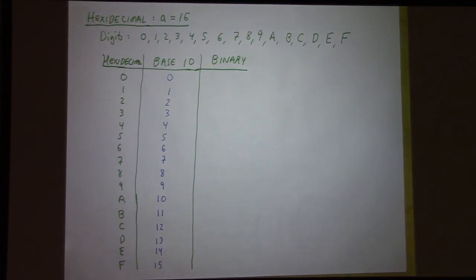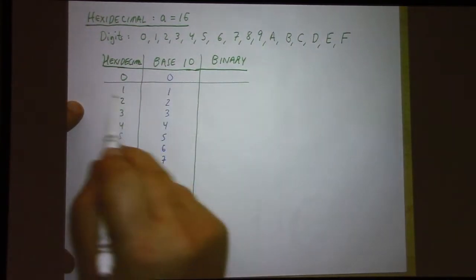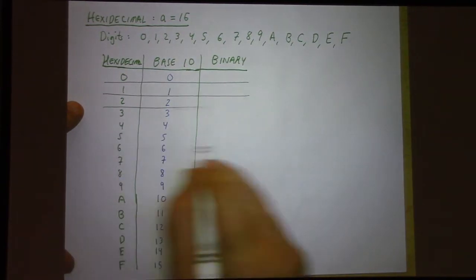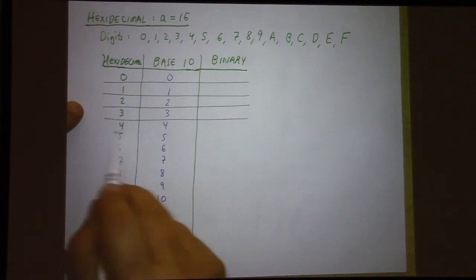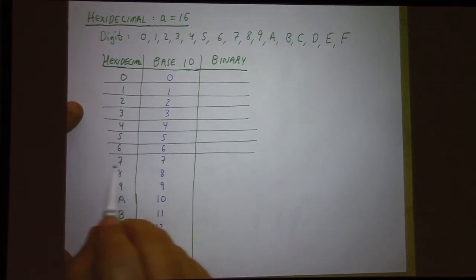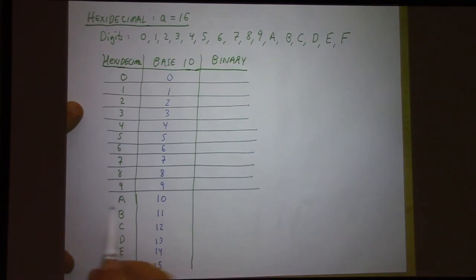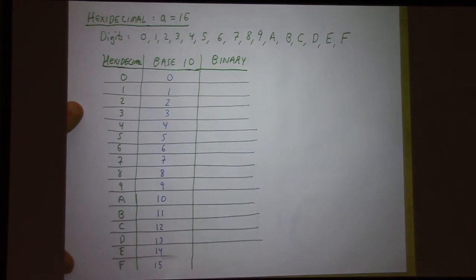So A is equal to 10. B is equal to 11. C is equal to 12. D is equal to 13. E is equal to 14. F is equal to 15.